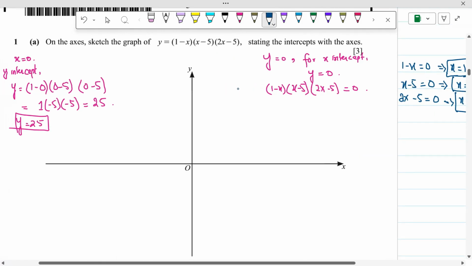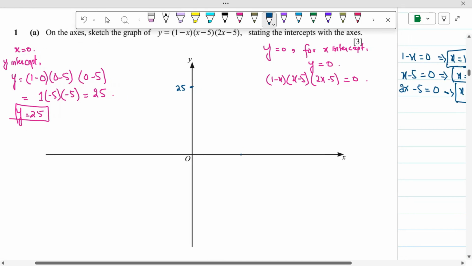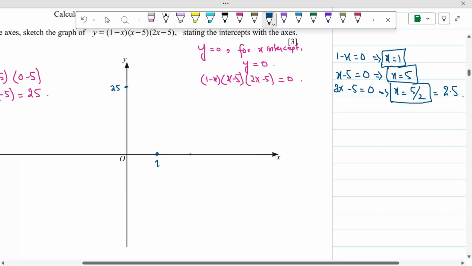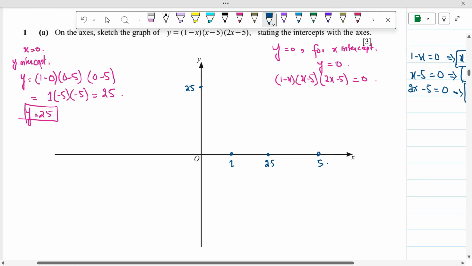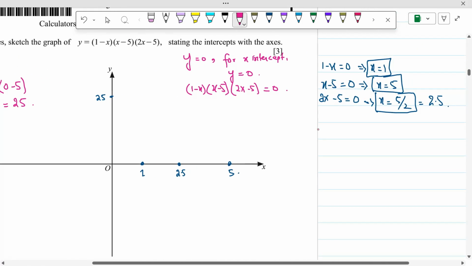So we have the y-intercept, which is 25, and the x-intercepts at 1, then around 2.5, then 5. Now what will be the behavior in between these points? We need to find that as well.